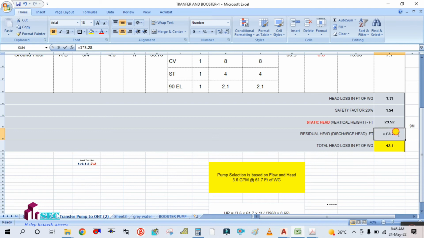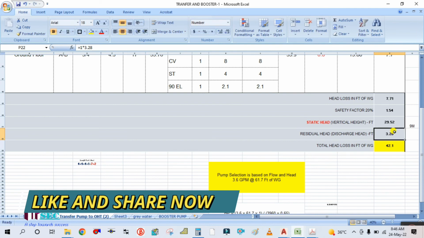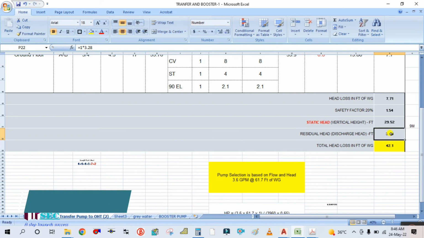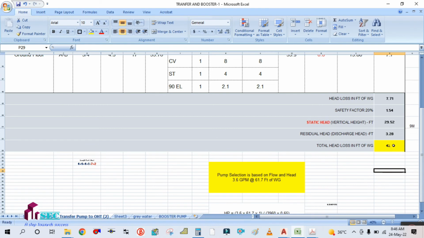Residual head we are assuming as 1 meter. So multiply by 3.28, and we are getting 3.28 feet. Total head is nothing but the residual head plus the static head. After adding all these values, we are getting 42.1 feet of water gauge.